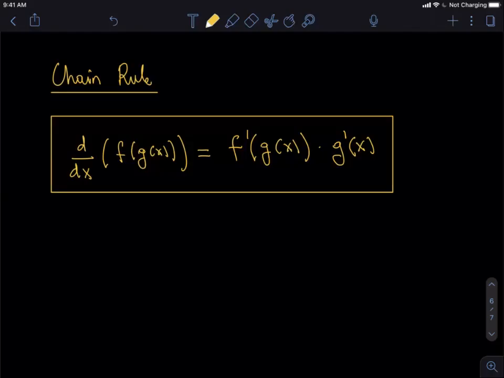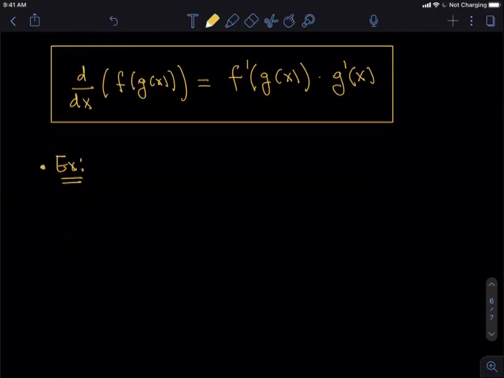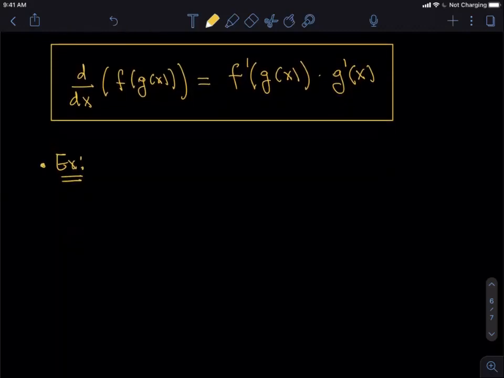Let's learn more about the chain rule. Let's practice a little bit more. I have copied the statement here for you, so we have it here for reference.